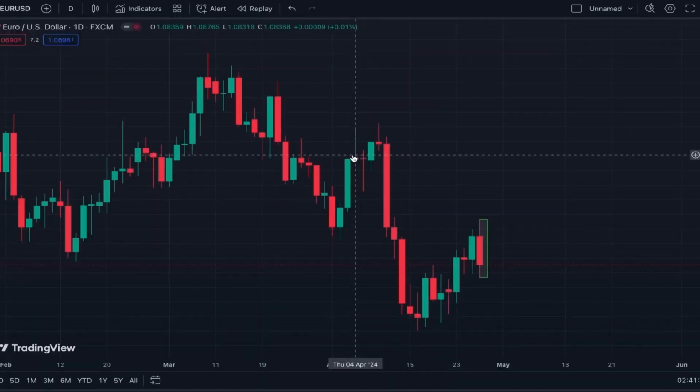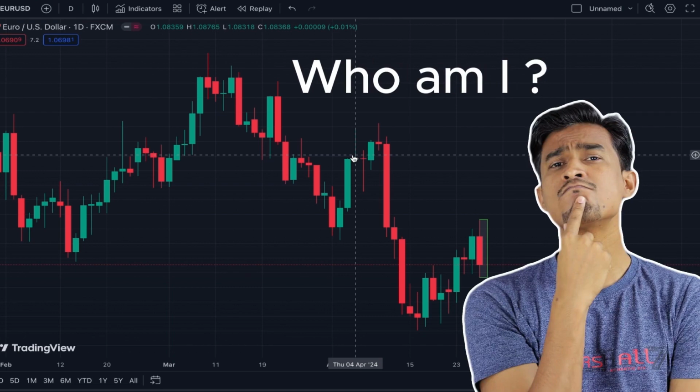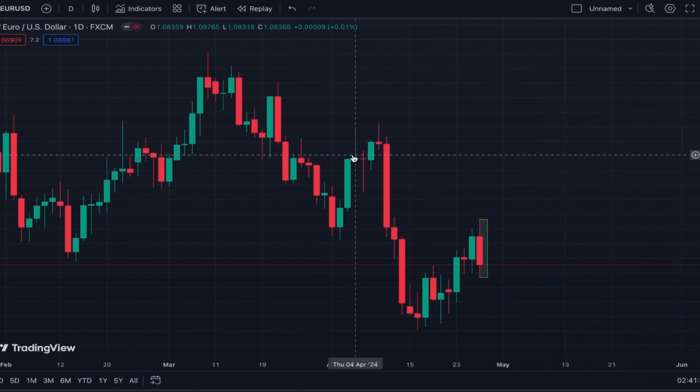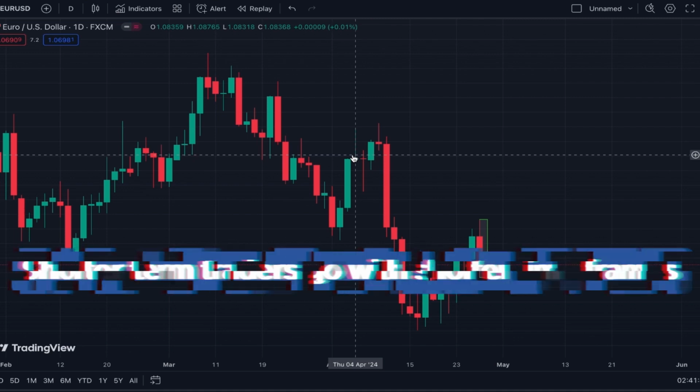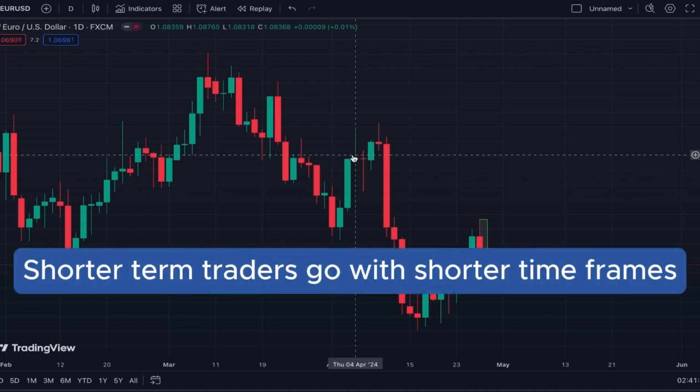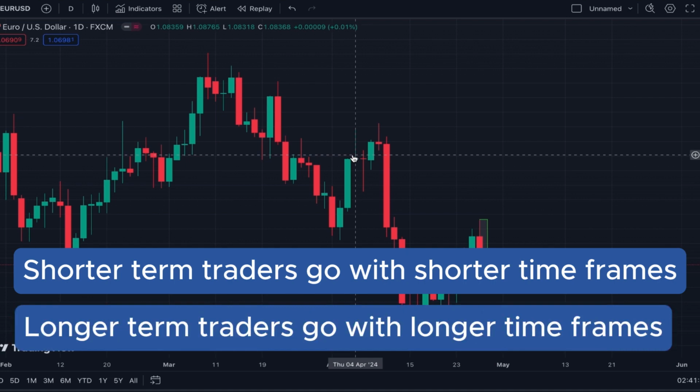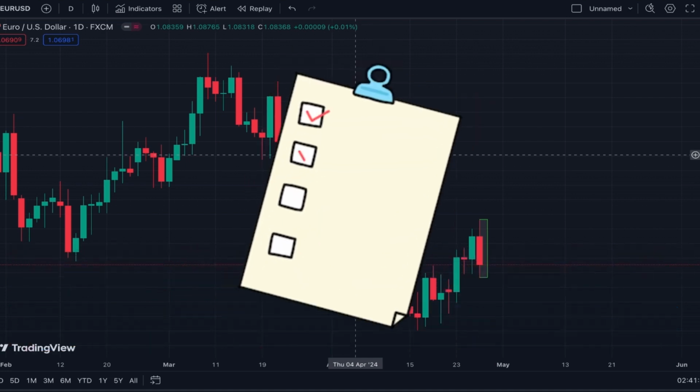Choosing of time frames depends on what kind of trader you are. As you saw, the more we go to lower time frames, we see more noise, and the more we go to higher time frames, the noise is removed and we see less noise and a more stable situation of the price. So shorter term traders go with shorter time frames and longer term traders go with longer time frames. Let me give you a guideline on different types of traders and the time frames that are suitable for them.